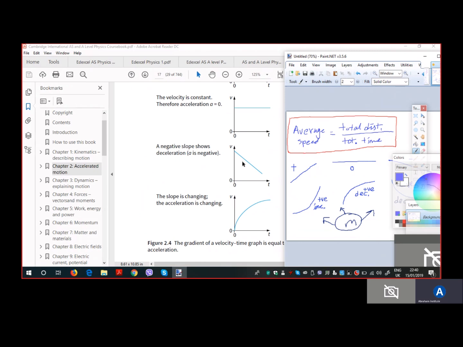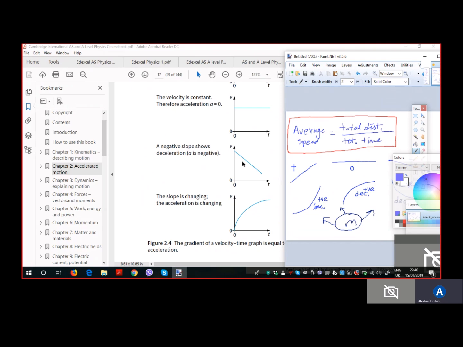What is the gradient representing? The acceleration. So if the gradient is negative, what can you say about the acceleration? Acceleration is negative, not decreasing, okay? The gradient is the acceleration, so the acceleration is negative. Acceleration negative means what? Velocity decreasing. Yes, it's a retardation or deceleration. Do you understand it now?